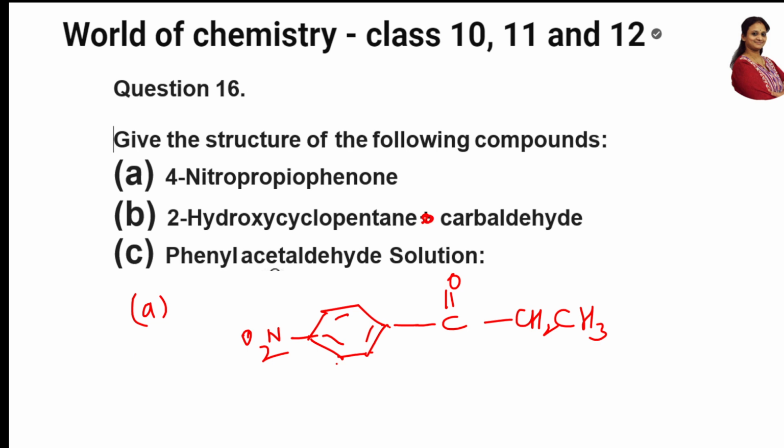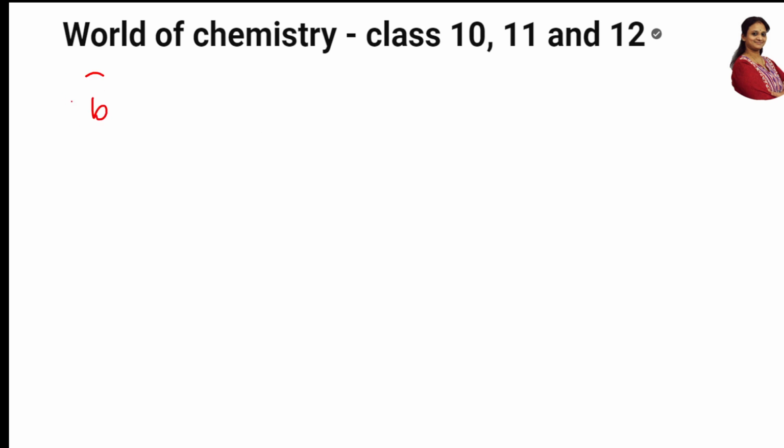Okay, 2-hydroxycyclopentane carbaldehyde. First, let me draw cyclopentane. This is my cyclopentane. Then they asked me carbaldehyde, 2-hydroxy. So this is the first carbon, this is the second carbon, 2-hydroxy. Then this is cyclopentane carbaldehyde. This is my carbon.